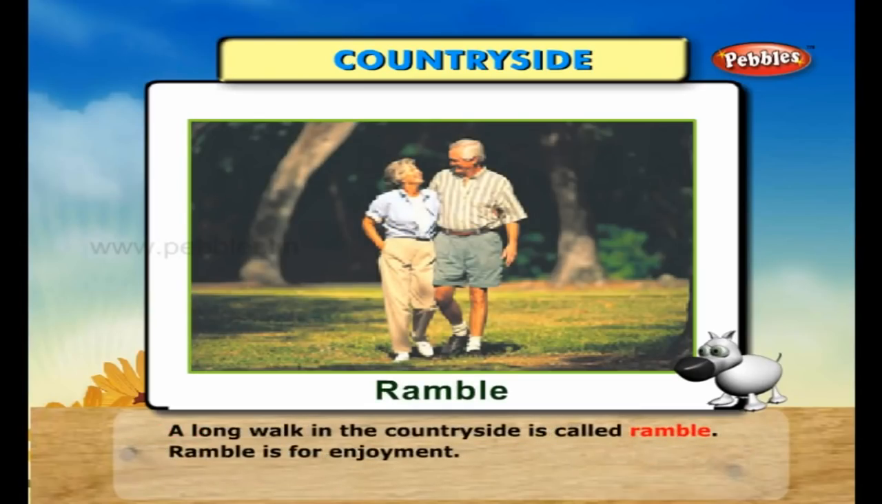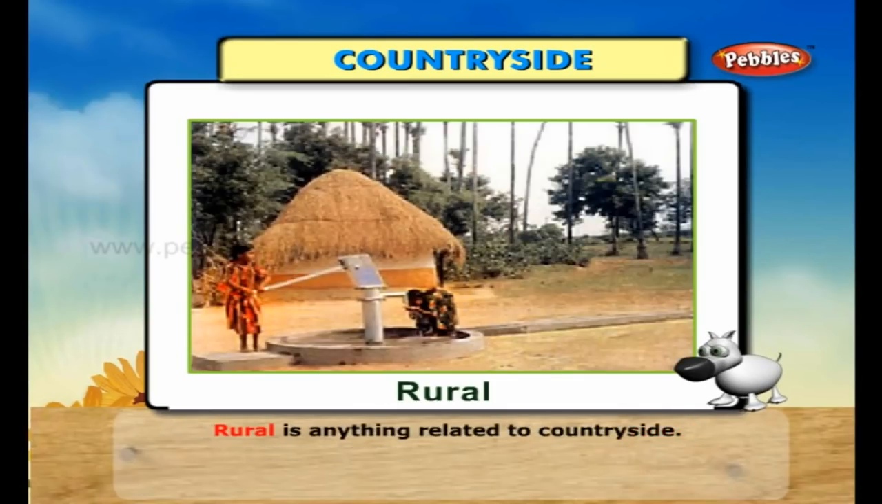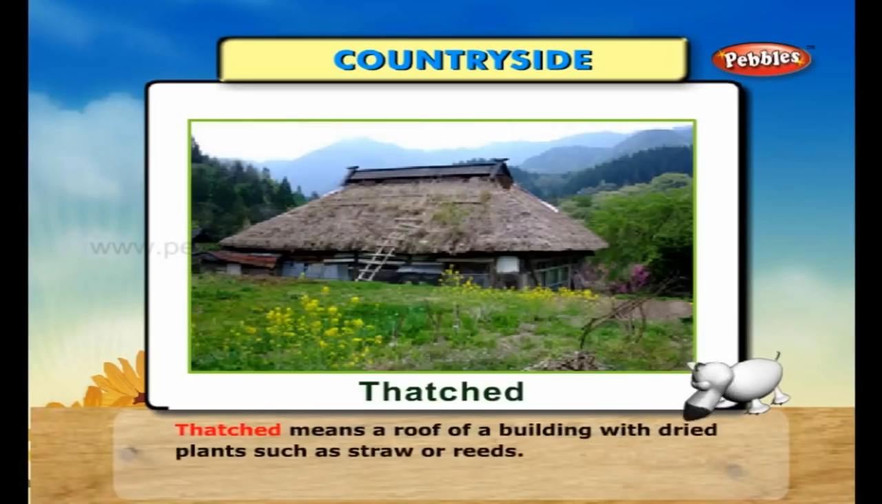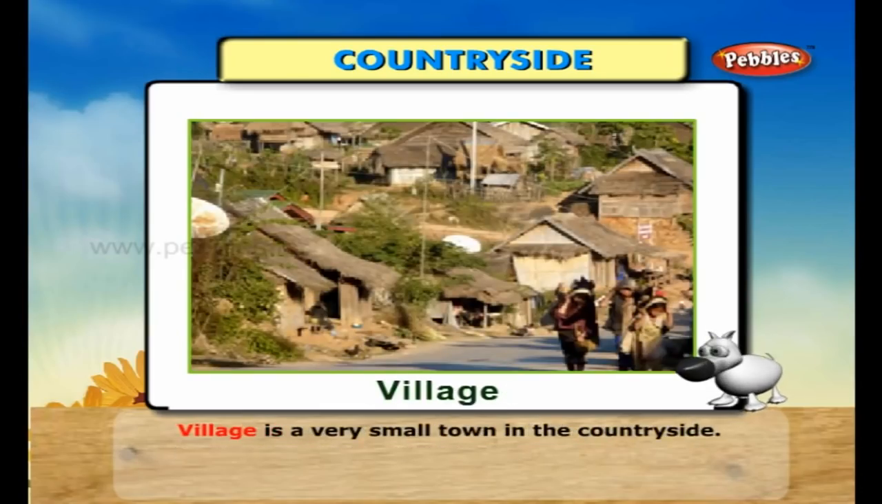A long walk in the countryside is called ramble. Ramble is for enjoyment. Rural is anything related to countryside. Thatched means a roof of a building with dried plants such as straw or reeds. Village is a very small town in the countryside.